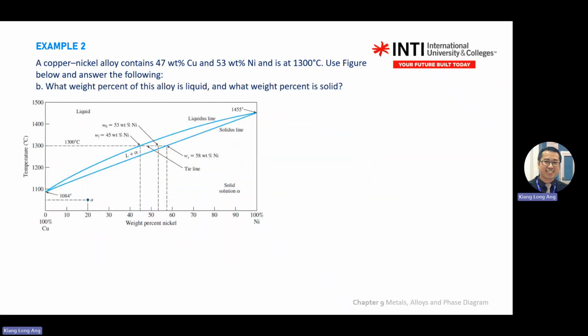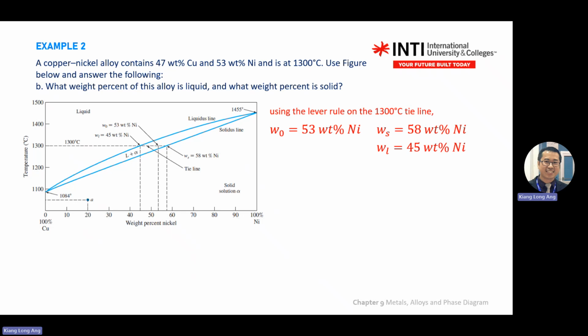Okay. Right. So since we have the percentages, here W0 is 53% nickel, means the question W0 is here, your LOS. O is 53%. S is where? Here, right? Solid, so it's here, 58%. So 45% is the liquid. So you have 3 numbers here, the question gives you.